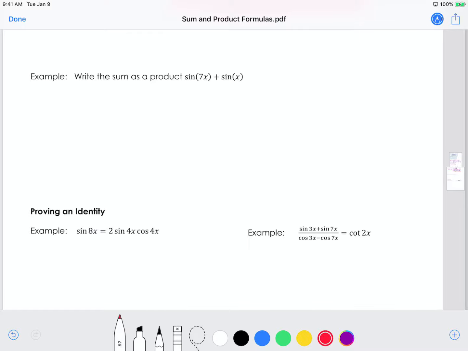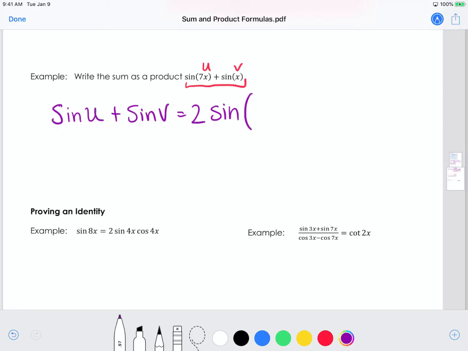We're going to rewrite this sum as a product, and I'm going to think of this as u and this is v. If we look above, our formula is sine u plus sine v is equal to 2 sine of u plus v over 2 times cosine of u minus v over 2.